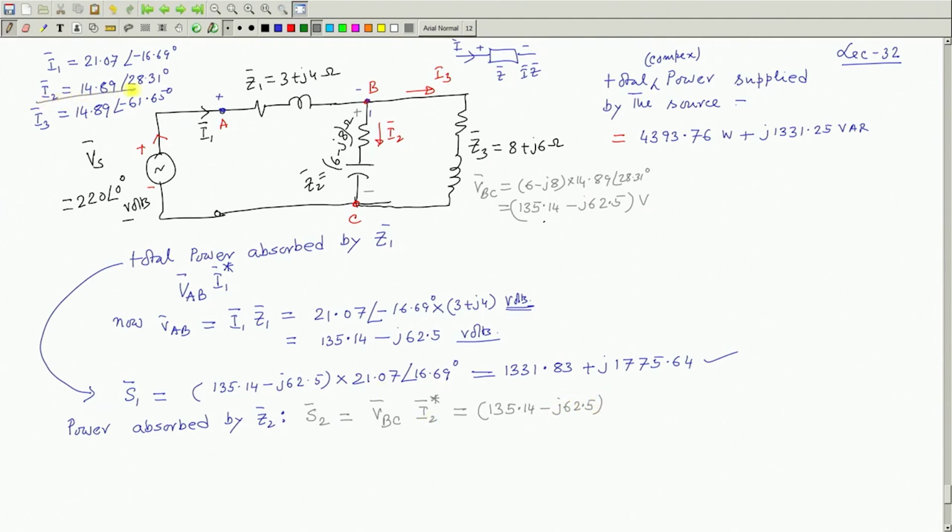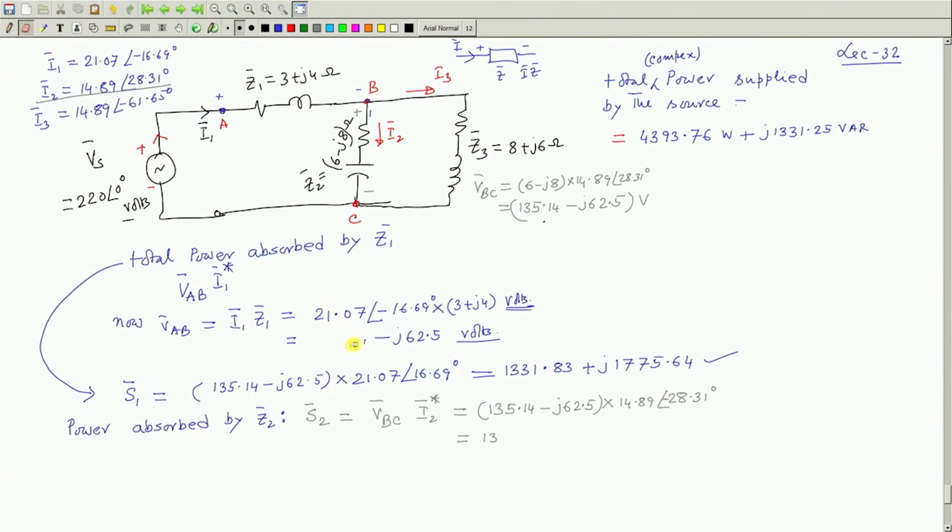I2 is this. So, I2 star will be 14.89 into 28.31 degree, but I2 is this, so the angle must be negative, minus 20, and if you calculate it, it will be equal to. So, this will be 84, please correct that.